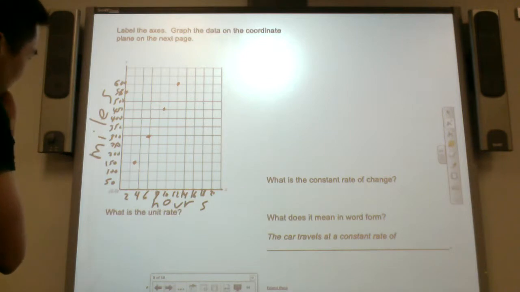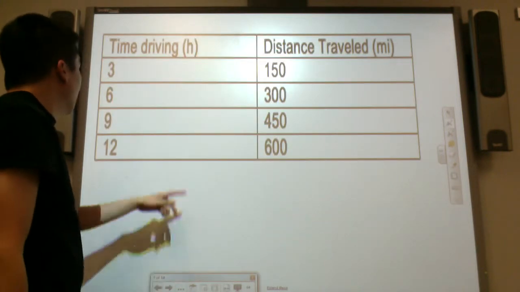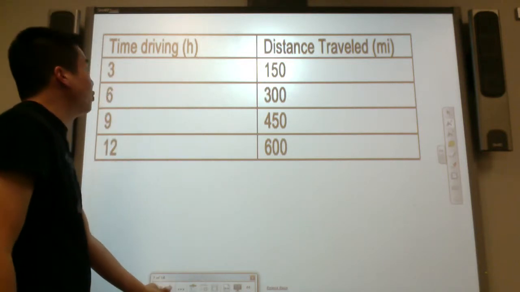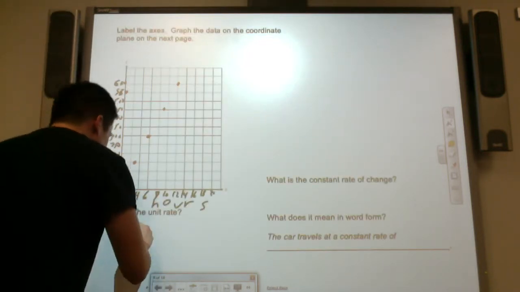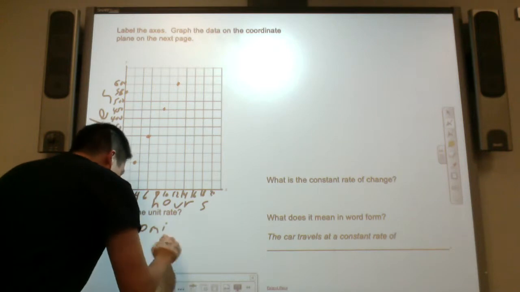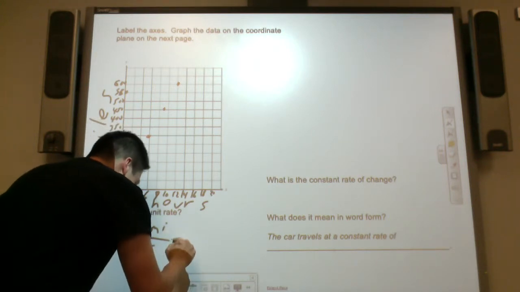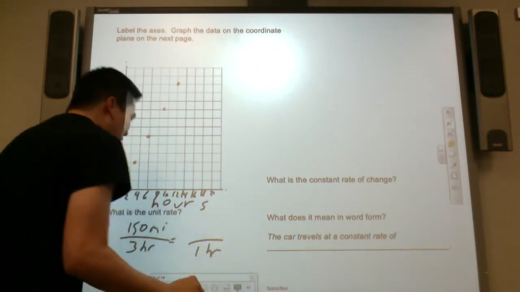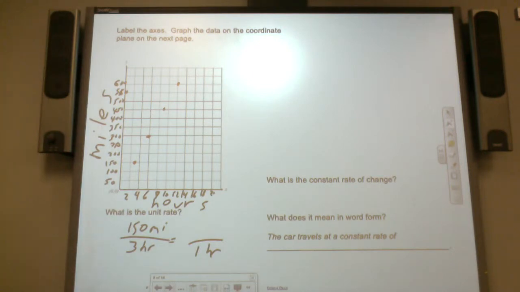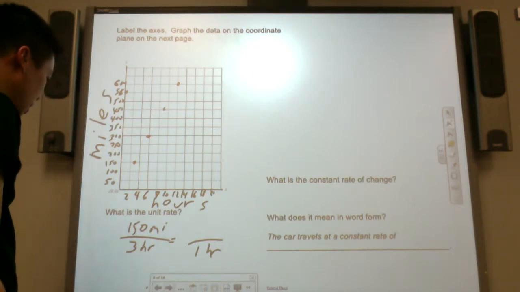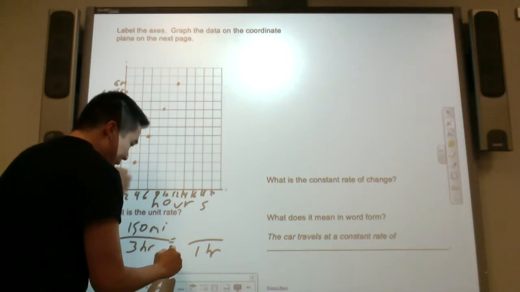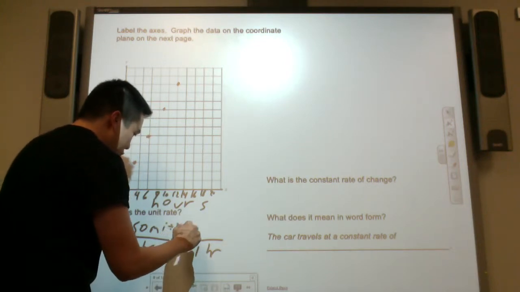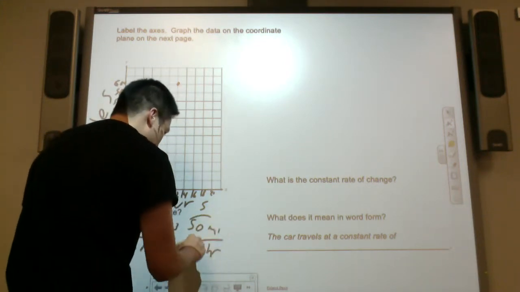Every hour, it goes up by what? No, let's go back here. Well, we know they do 150 miles for every 3 hours. But I want to know, what is the unit rate per hour? How many miles per hour? So if I break this down I need to break it down by dividing by 3. You get 50 miles per hour.